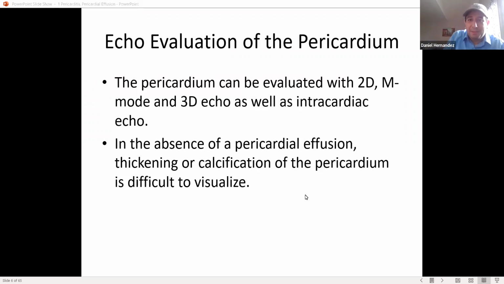So when we're evaluating the pericardium, we can evaluate it with our 2D, M mode, as well as 3D echo, as well as intracardiac echo. So we have lots of different options. For us, it's mainly going to be 2D and M mode, unless we have a nice fancy 3D probe in our lab. We're going to also evaluate it in multiple views.